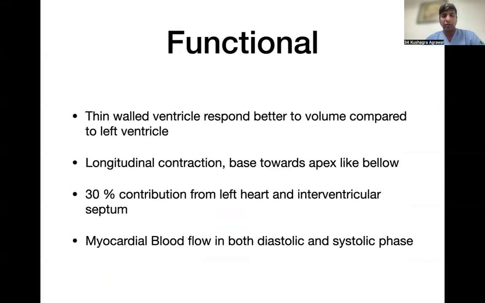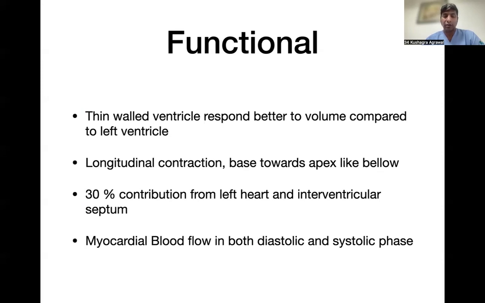When we talk about functional anatomy, it is a very thin-walled structure and it can respond better to volume overload. The contraction of the right ventricle is basically longitudinal compared to the left ventricle. Its movement is just like a bellows. It moves from the base towards the apex because the inner wall fibers are longitudinally arranged and the outer fibers are arranged circularly. 30% of the contribution is from the interventricular septum or the left ventricle.